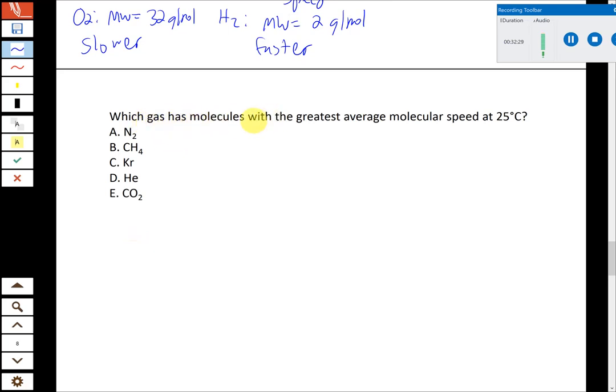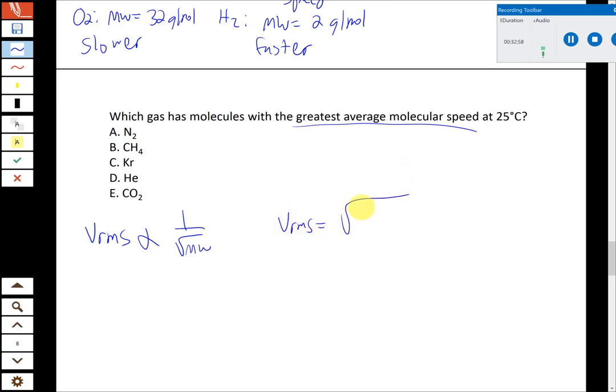So we want to know which gas has the molecules with the greatest average molecular speed. And as we said, the average molecular speed, or VRMS as it's sometimes abbreviated, is proportional to 1 over the square root of the molar mass. I think there's an exact equation for this that we're not going to use. It's a square root. I hope I'm remembering this correctly because I don't have the notes in front of me.